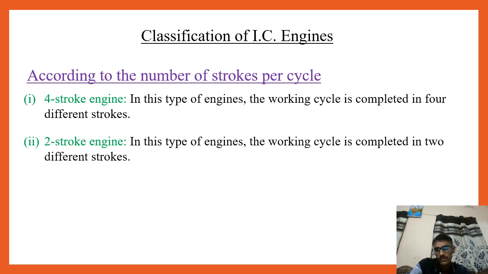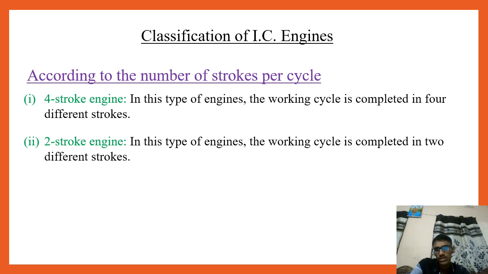Now, let's see the classification of internal combustion engines. They are classified on a number of bases. Out of those, how an IC engine is classified on the basis of number of strokes per cycle will be seen in this slide. Four-stroke engine and two-stroke engine are the two types classified when it comes to number of strokes per cycle.